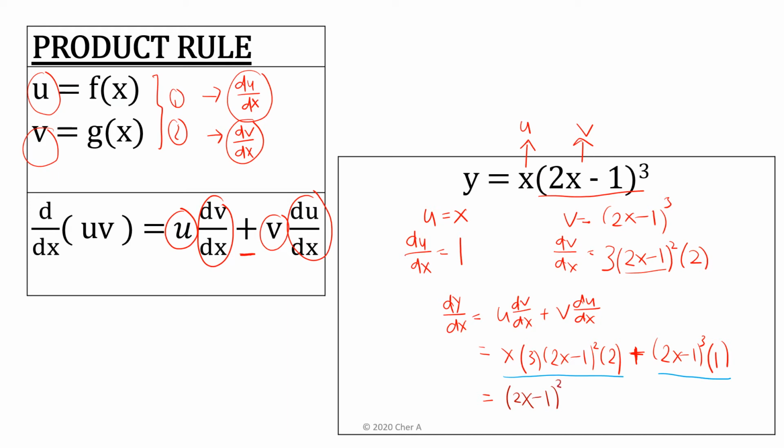So in my first function, I'll be left with x times 3 times 2, which is 6x. In my second function, I'll be left with 2x minus 1. So my final answer will be (2x minus 1) squared (8x minus 1).